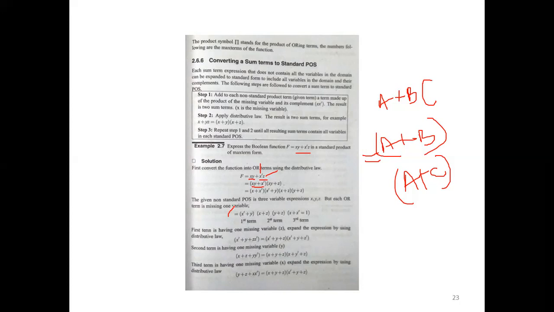But for canonical form, all the inputs should be present in all the terms. Here the first one misses z, the second one misses y, and the third one misses x. We need to add some value. For a missing term, you add z and z bar, whose product is 0. If you add anything with 0, there is no change. We use the same formula, a plus bc is equal to (a plus b) and (a plus c), for simplification. So finally you can get this output.